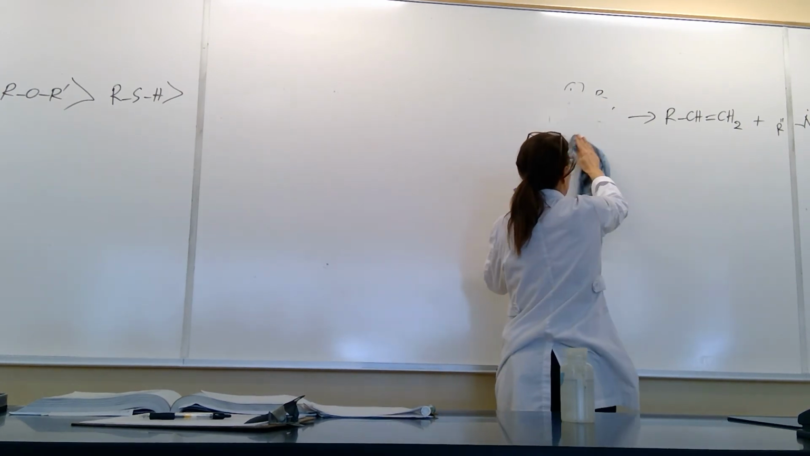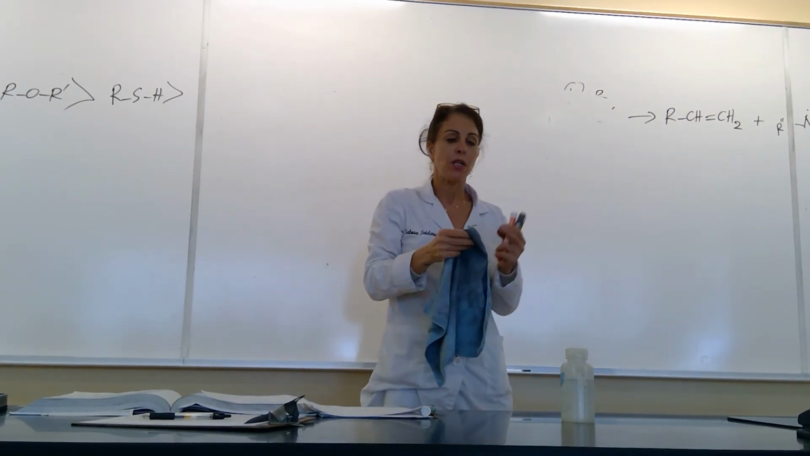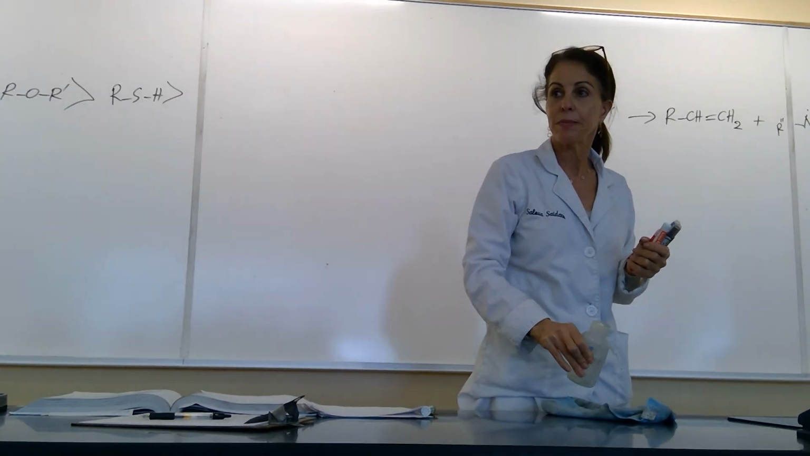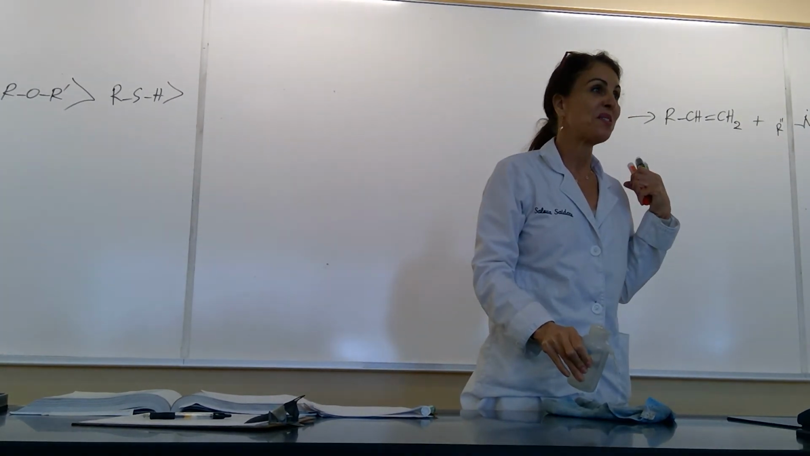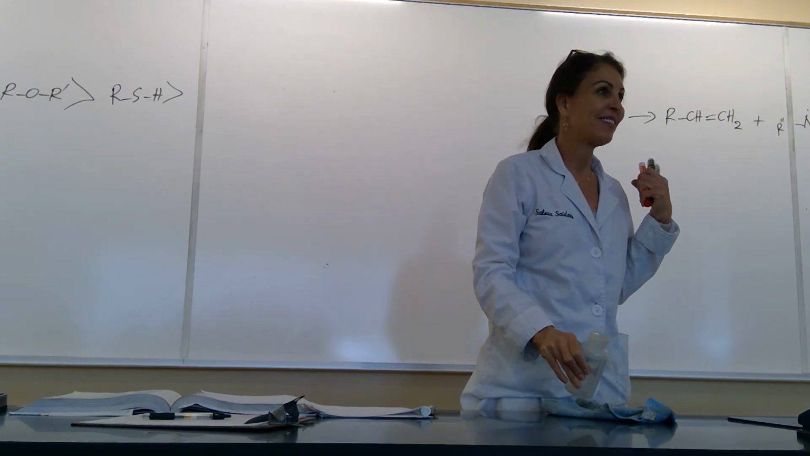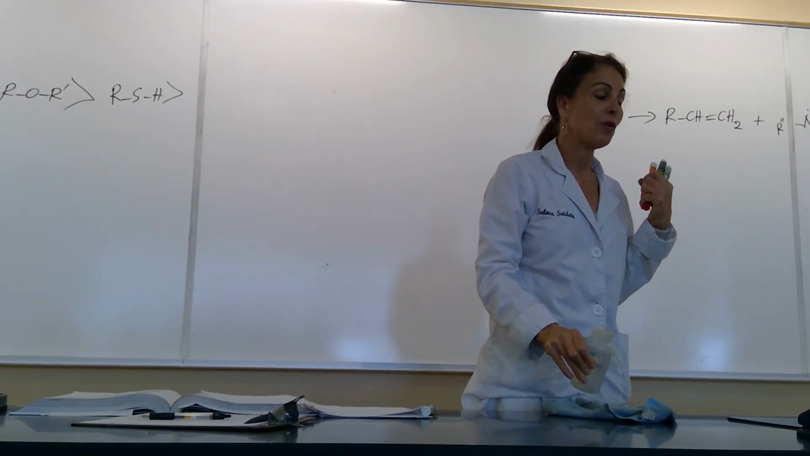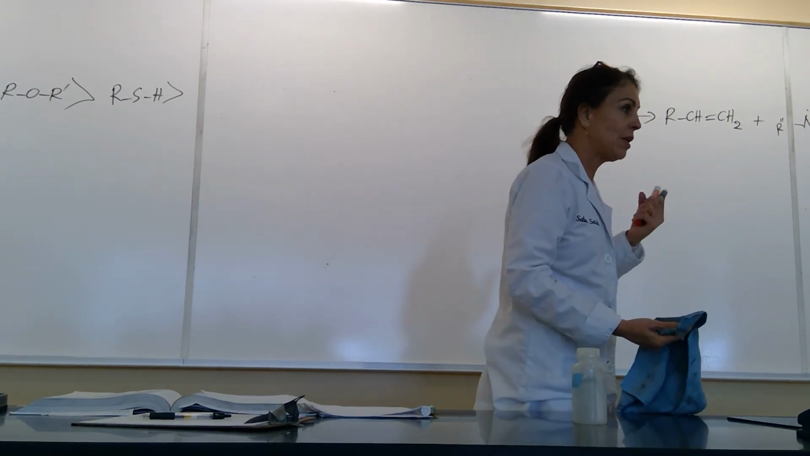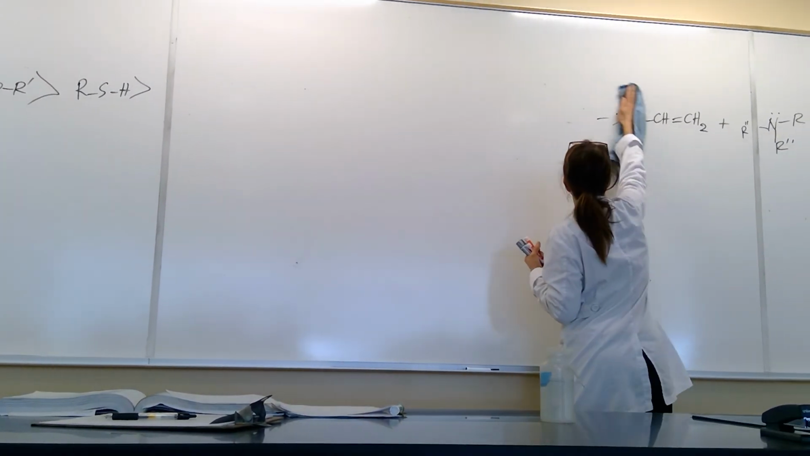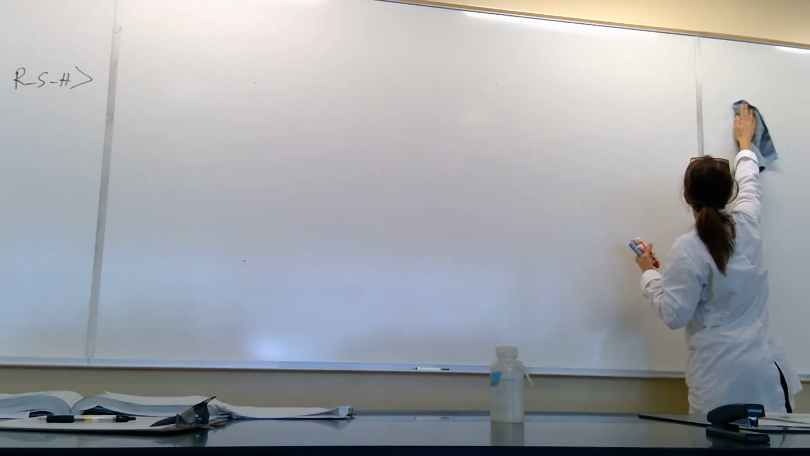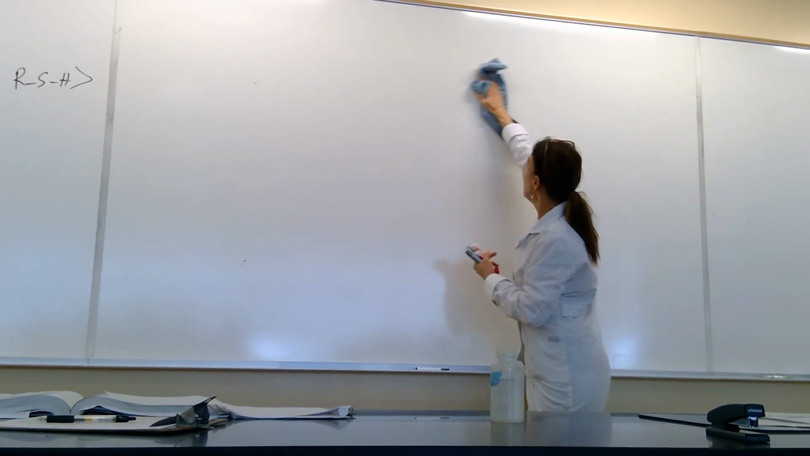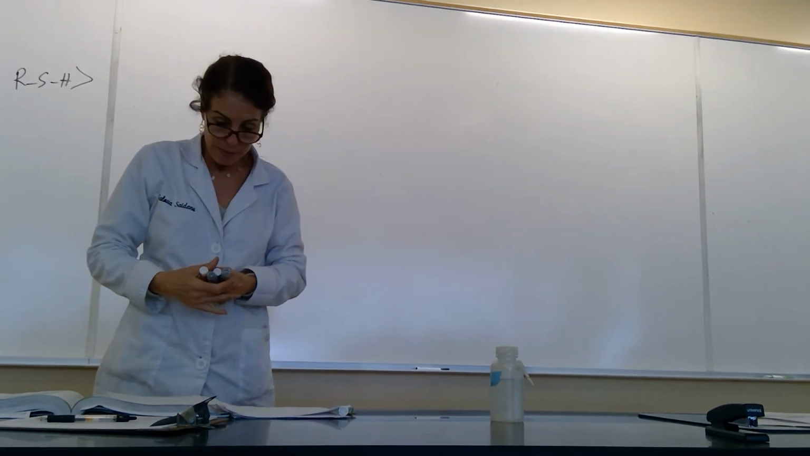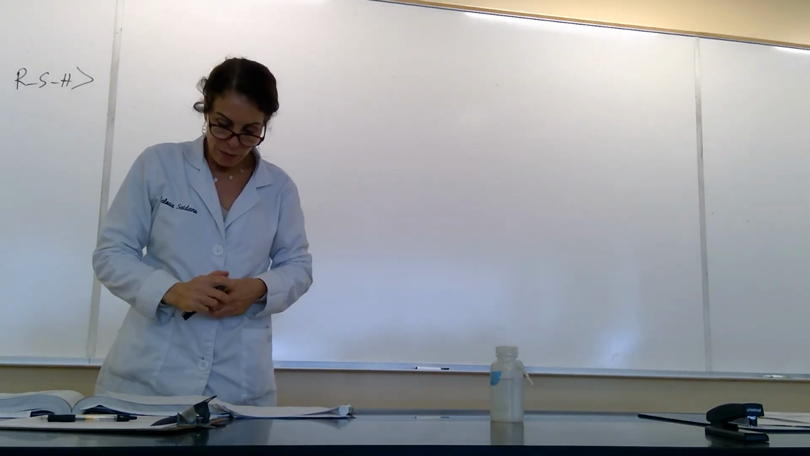And this is, by the way, to remember this. Remember how in chapter 9, we always say that elimination and substitution, they compete? This is the only situation where they don't compete. It's either or. So for quaternary amines, you can't have substitution. All you can have is elimination. Okay, so here are two examples. Or one, maybe. We'll see.